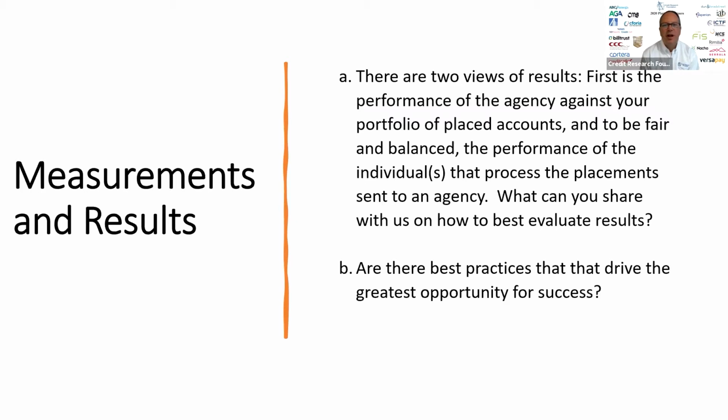That's great. Why don't we jump right into probably the biggest question that's out there and most relevant to start with. There are 2 views of results. First is the performance of the agency against your portfolio of placed accounts. And really, to be fair and balanced, it's the performance of the individuals that process the placements that are sent to an agency. Why don't we take each one of those and chat about them? What can you share with us on how to best evaluate your results? And if you have some ideas on some metrics that work really well on both sides of the equation, if you could share those with the folks.